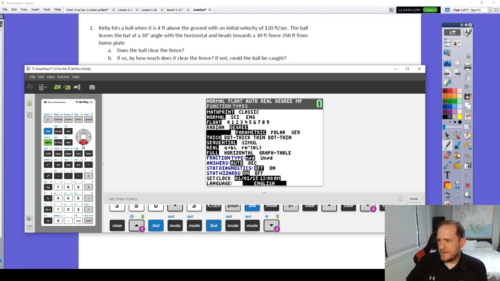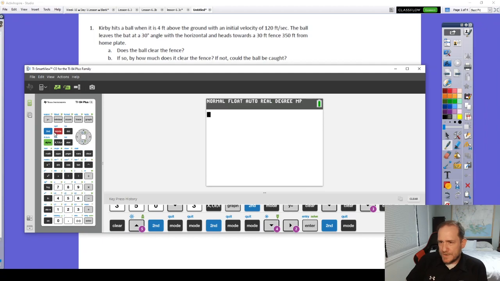And I think I want a thin graph. I don't care about the dots anymore. I've decided I'd rather have the thin than the dots, at least on this calculator, the newer one that has that option. That's what I'm going for. So okay, we're ready to go. But what are we going to do?